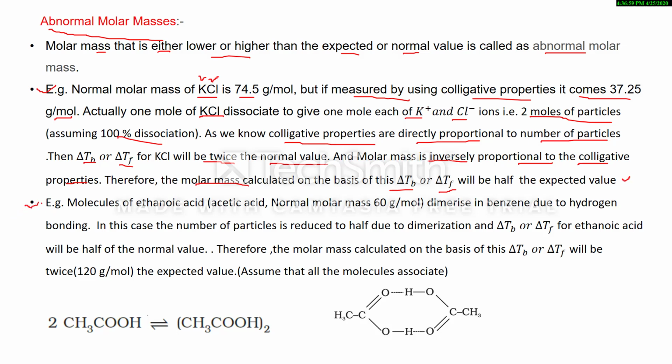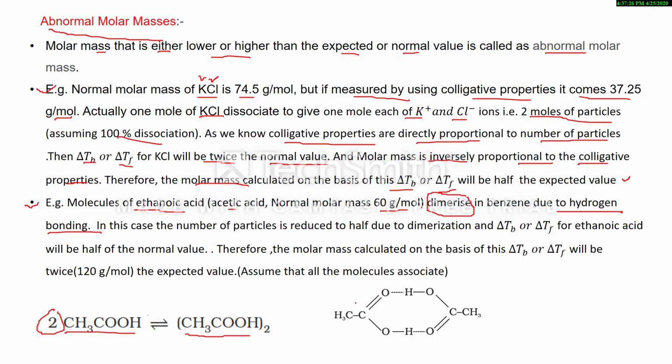Take one more example: molecules of ethanoic acid, also known as acetic acid. The normal molar mass is 60 gram per mole. It dimerizes. What is the meaning of dimerize? Two molecules join and form one molecule in benzene due to hydrogen bonding. See this, CH3COOH: two molecules will form one double molecule.